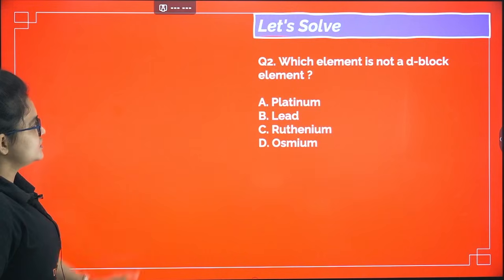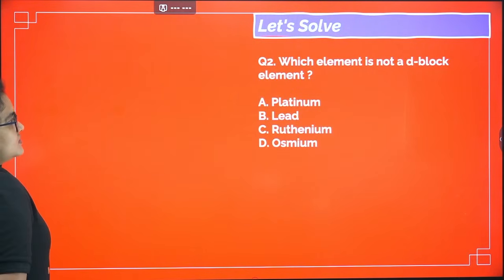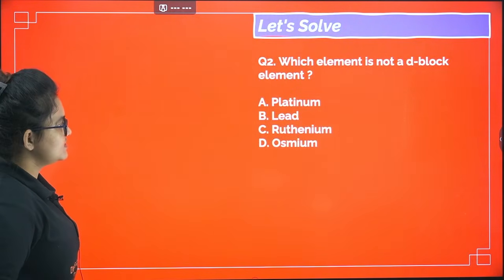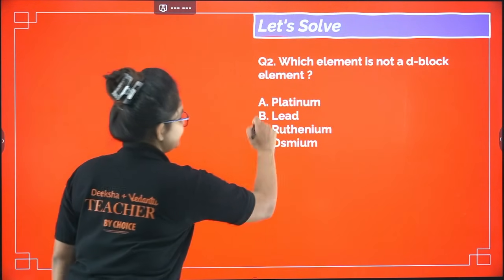One question: which element is not a d-block element? Platinum, lead, ruthenium, osmium. So lead is a p-block element.